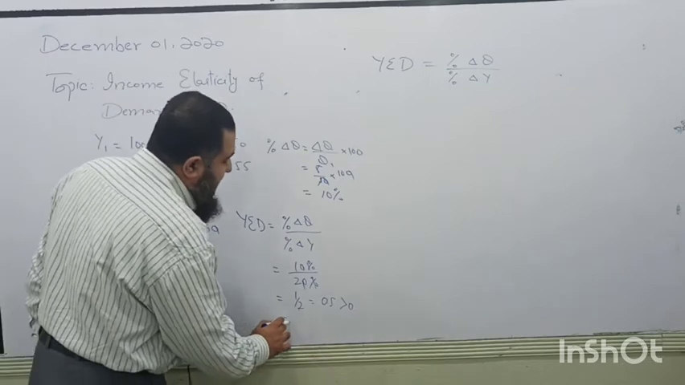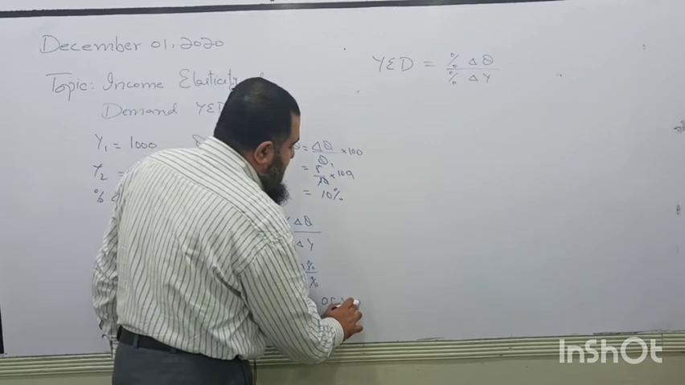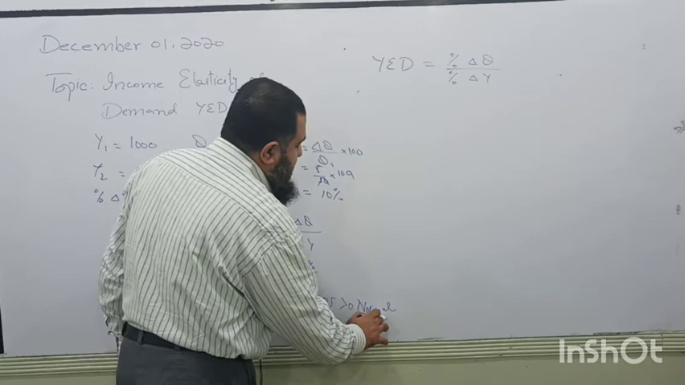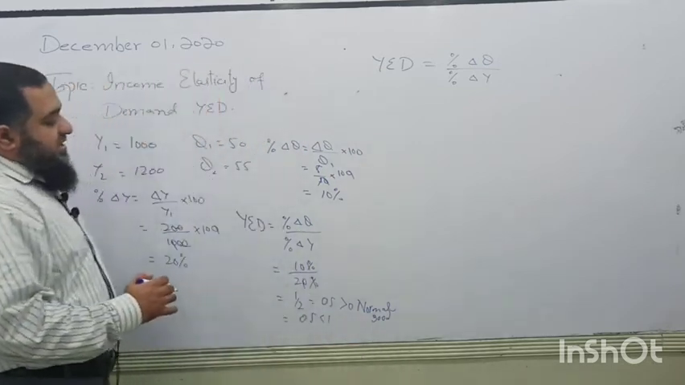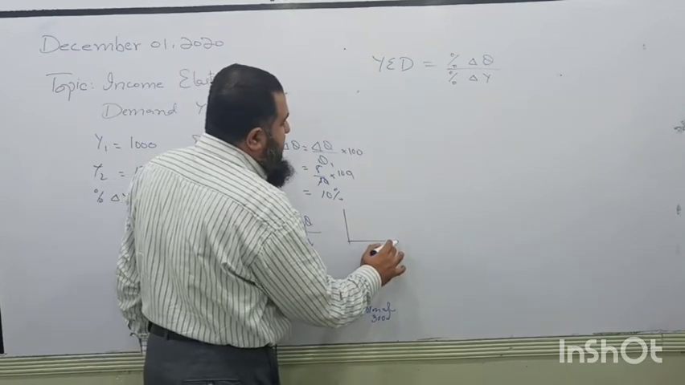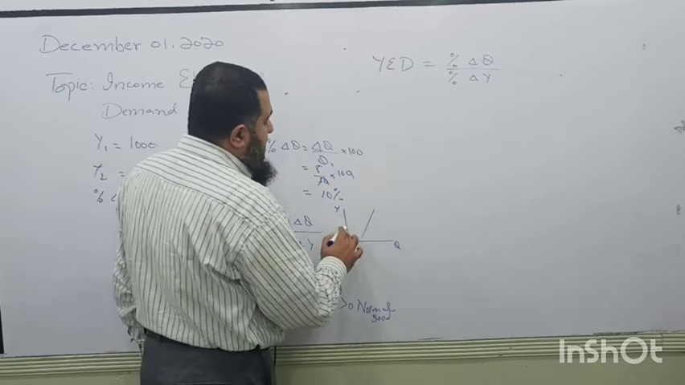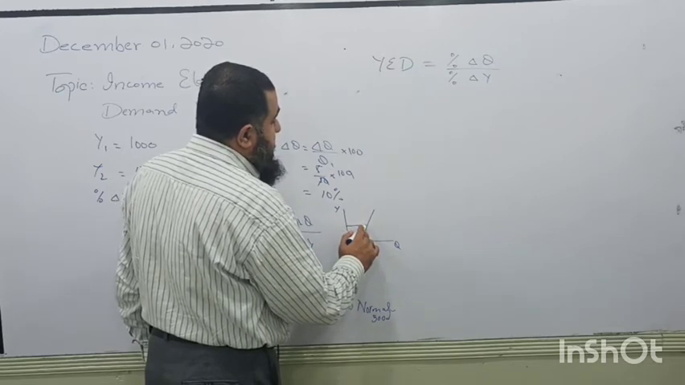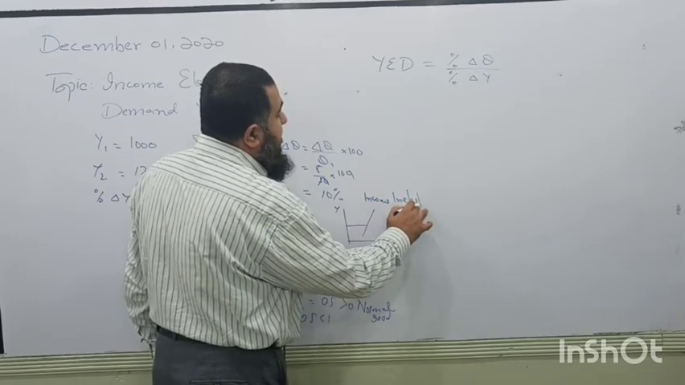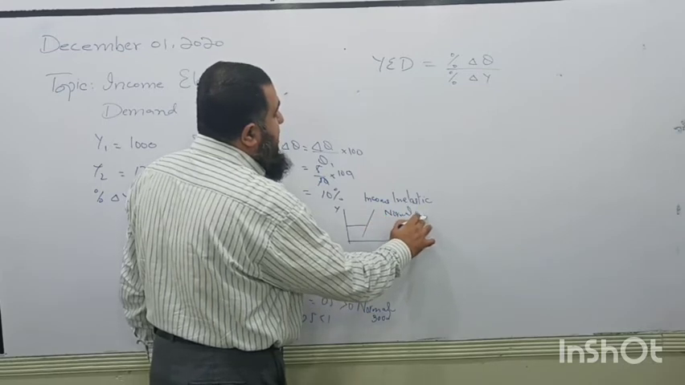Now you can compare the same value with respect to 1. So this is a normal good first of all, because its income elasticity is a positive value, whereas it is income inelastic. Income inelastic product means, here I am taking quantity, here I am taking income. So it is positively sloped, but it is steeper. It is income inelastic. Although it is a normal good, it is income inelastic.